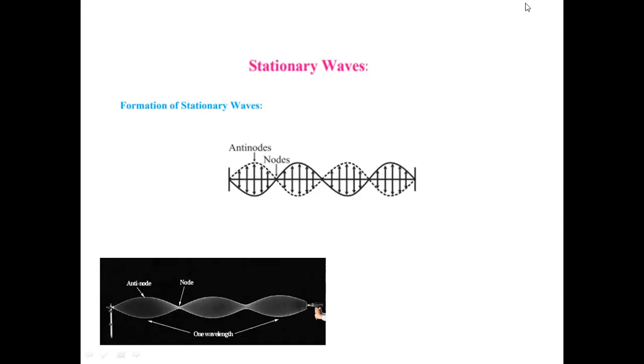These waves are reflected at the fixed ends. The waves produced in the string initially and the reflected waves combine to produce stationary waves. In these two figures, the first is a diagrammatic representation of stationary waves, and the second shows stationary waves practically. In these two diagrams, you can see maximum displacement points, which are known as antinodes, and minimum displacement points, which are known as node points.